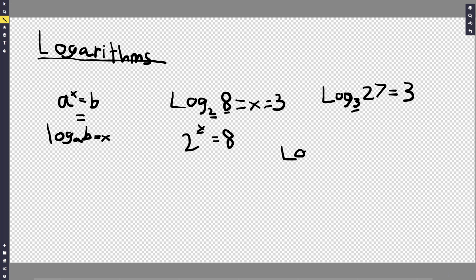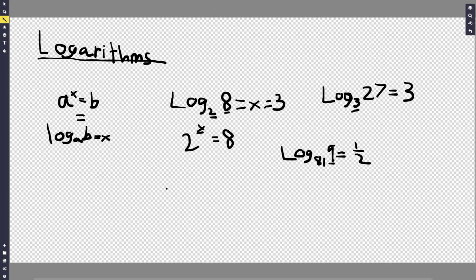Let's say we have log base 81 of 9. Well, see, now our base is larger than this part right here, the 9. 81 is larger than 9. So we know it's going to be a fractional exponent, right? So 81 to the power of what is equal to 9? Well, we know that the square root of 81 is equal to 9. So log base 81 of 9 is equal to 1/2.